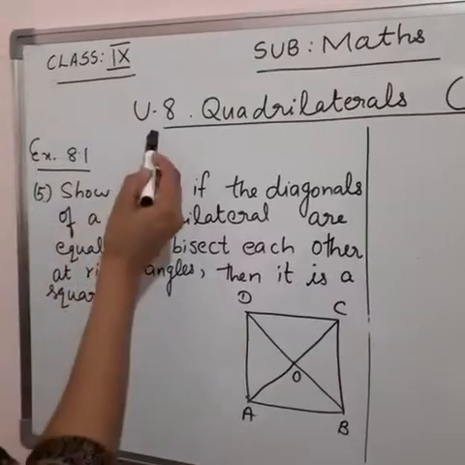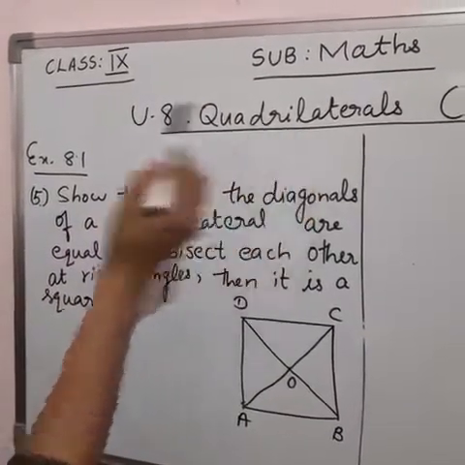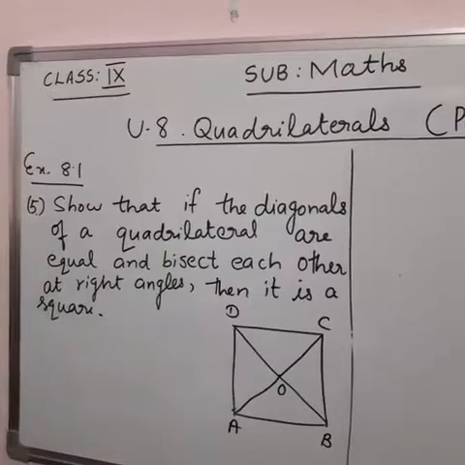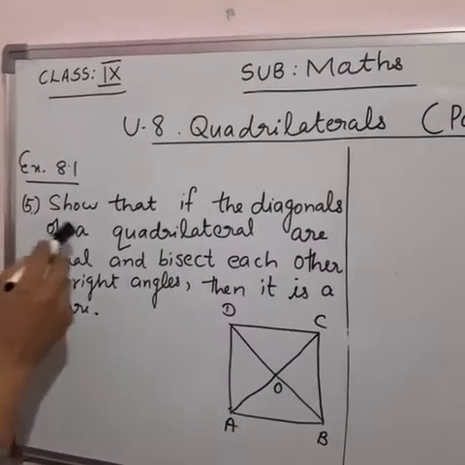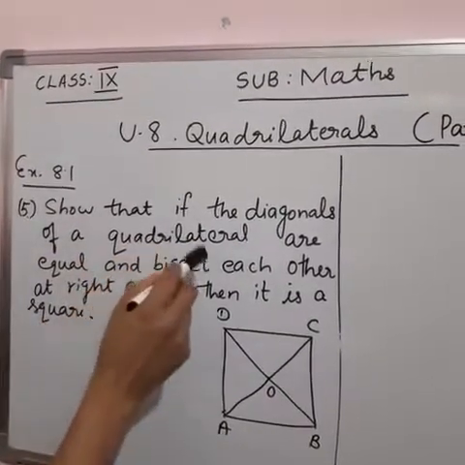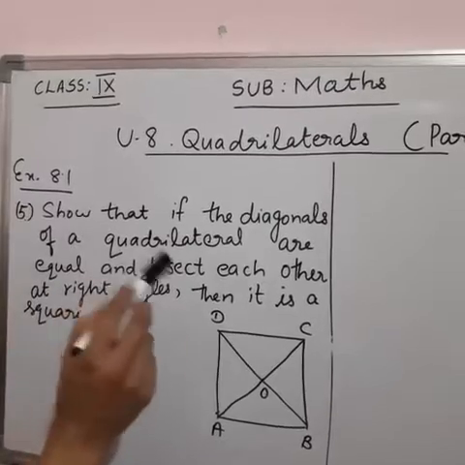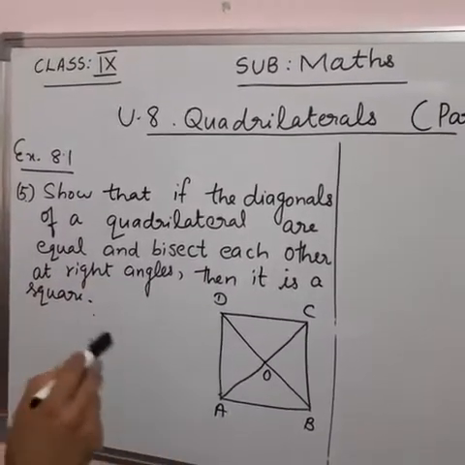Hello students, let's continue with the chapter quadrilaterals. Let's discuss the fifth question of exercise 8.1. Show that if the diagonals of a quadrilateral are equal and bisect each other at right angles, then it is a square.